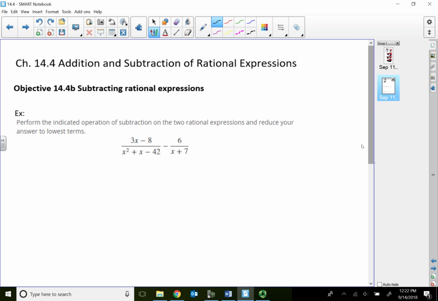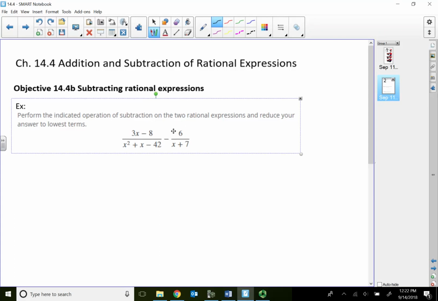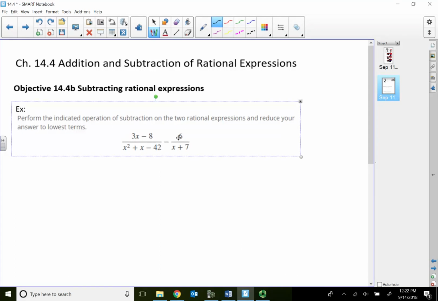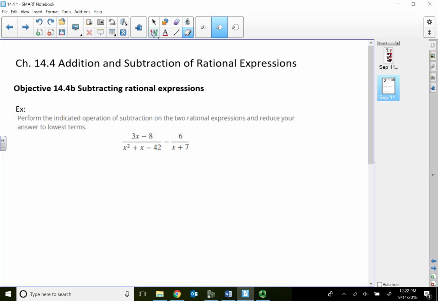So in this lecture video, I'm going to show you how to subtract rational expressions. We're going to do exactly the same thing as the previous video on how to add rational expressions, except here, when we simplify, we're going to have this subtraction sign or negative sign in the middle when we simplify the numerators. So let's give this a try, okay?